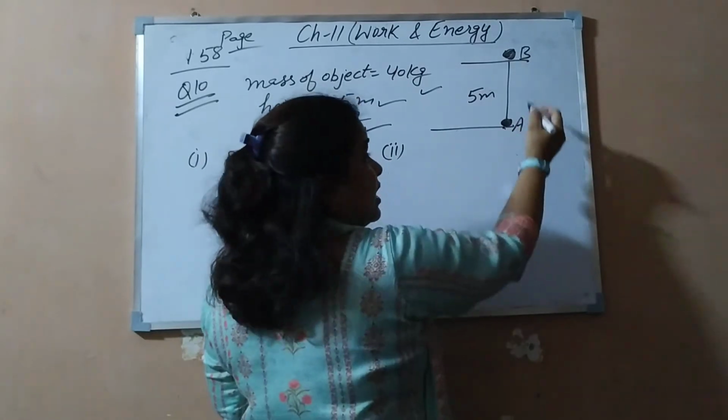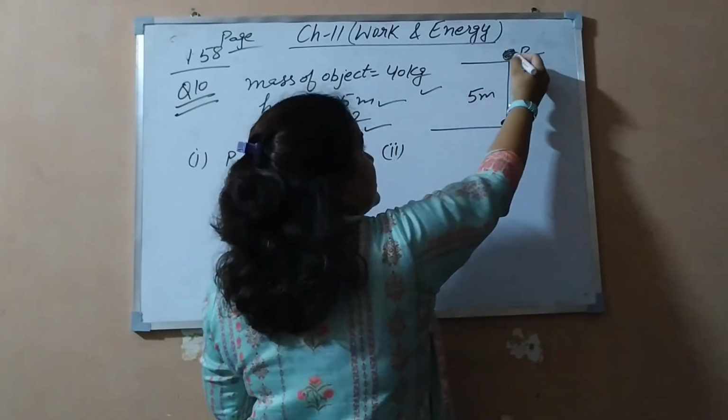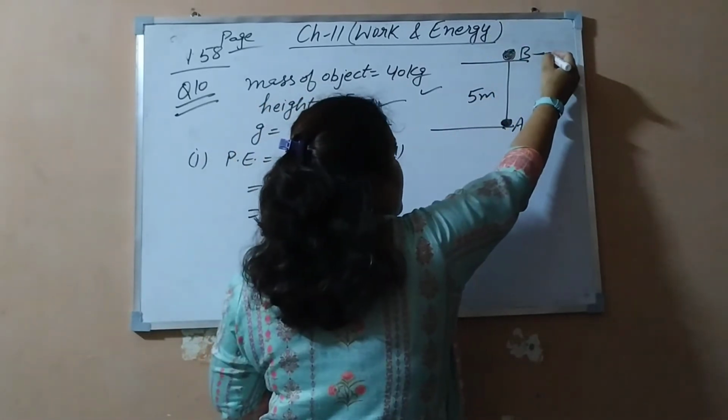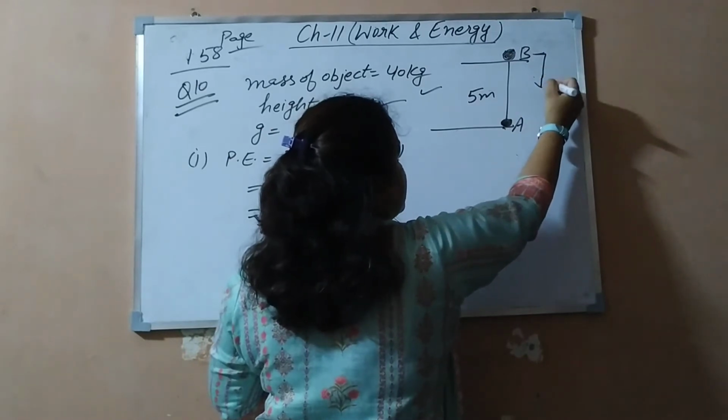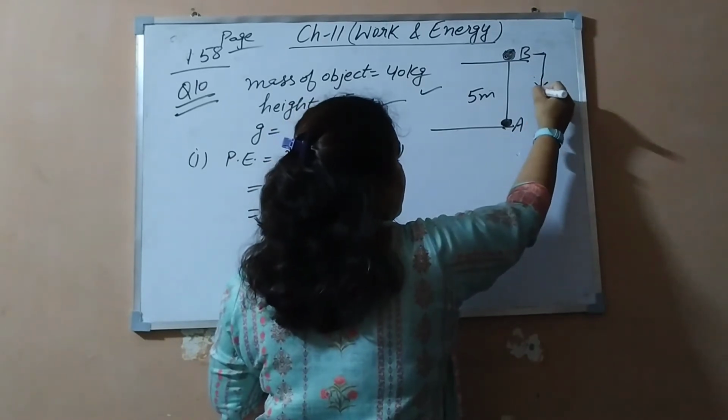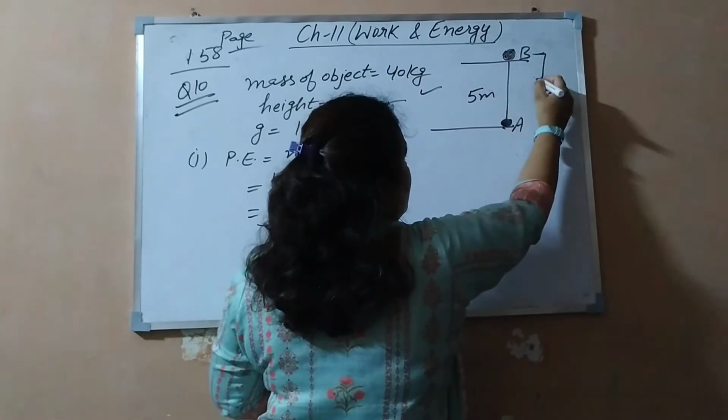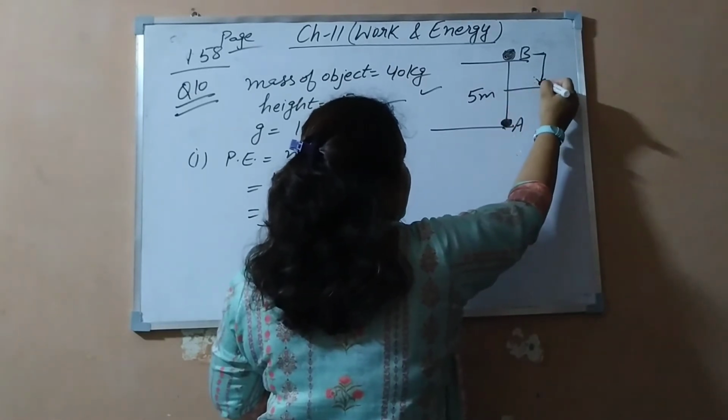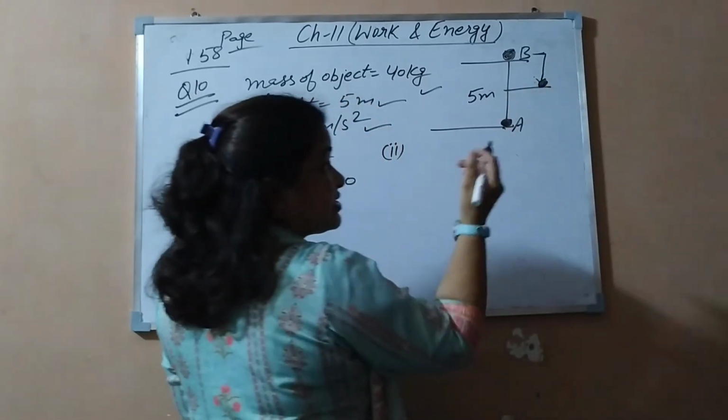The body is allowed to fall. When you raise it, it is at rest. Now from here it is allowed to fall. And it is asking that halfway down, what is its kinetic energy?